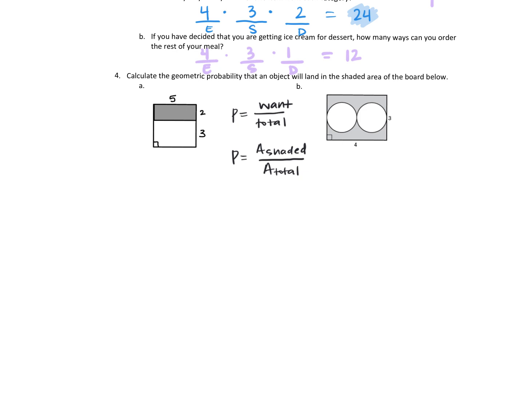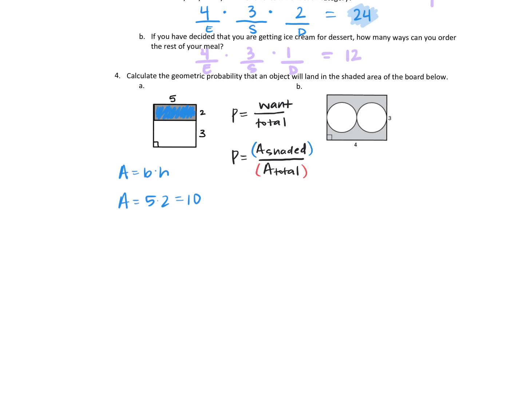Taking a look at the first one, I notice my shapes here are rectangles and squares. So calculating the area of rectangles and squares is going to be base times height. So for my shaded area, I'm going to take base times height, here 5 times 2, and find that that has an area of 10. That's going to be the numerator of my geometric probability.